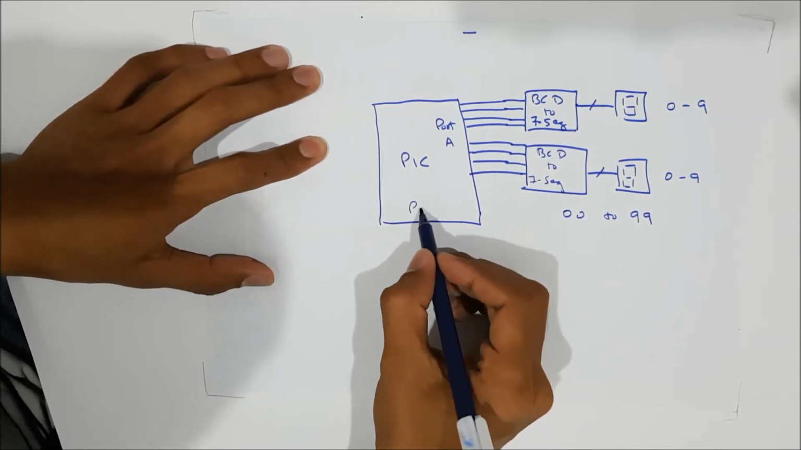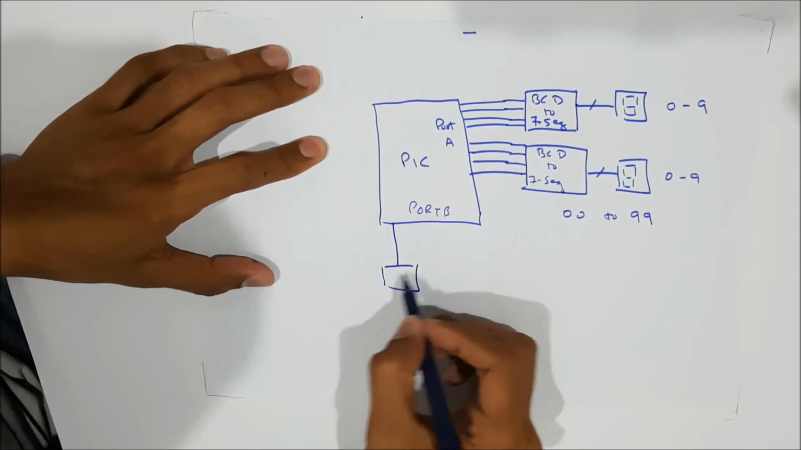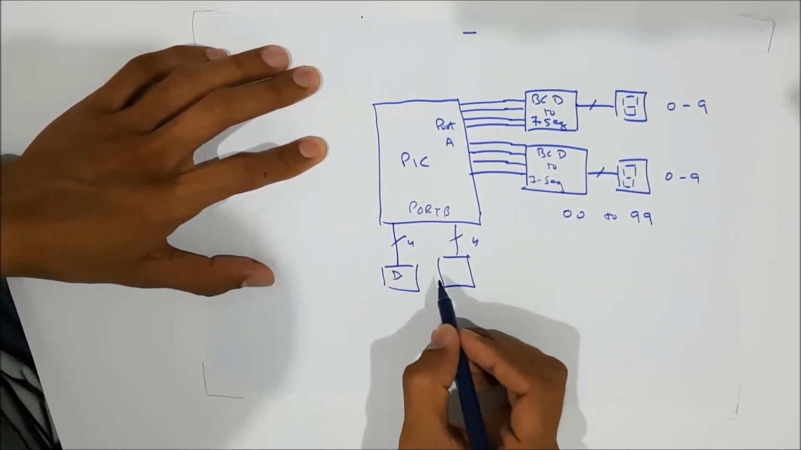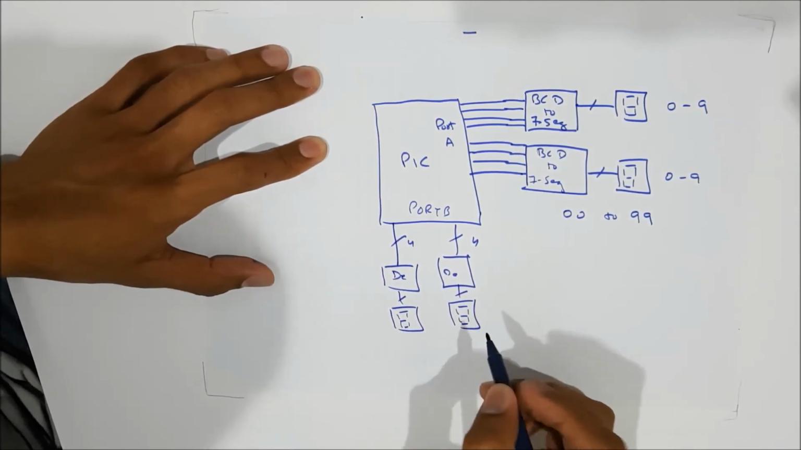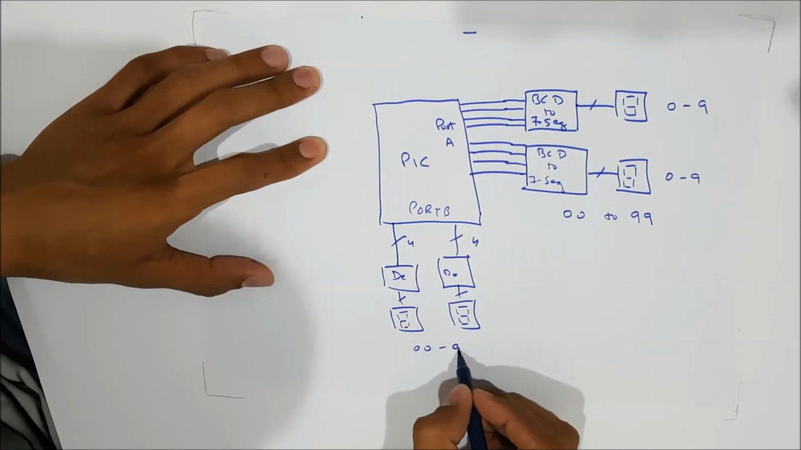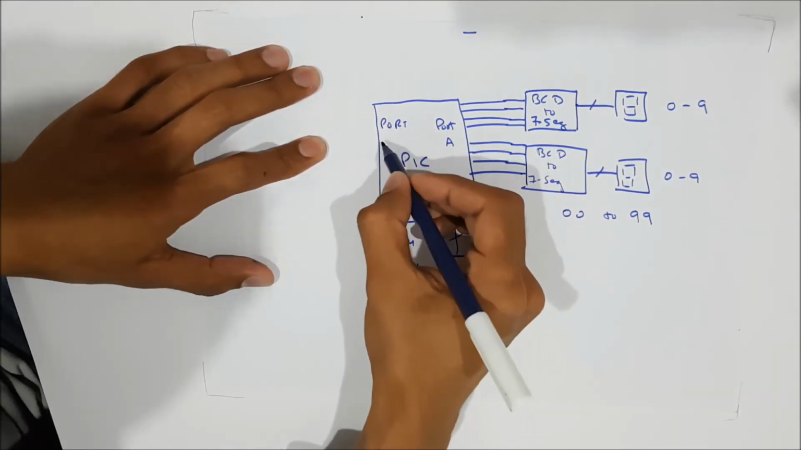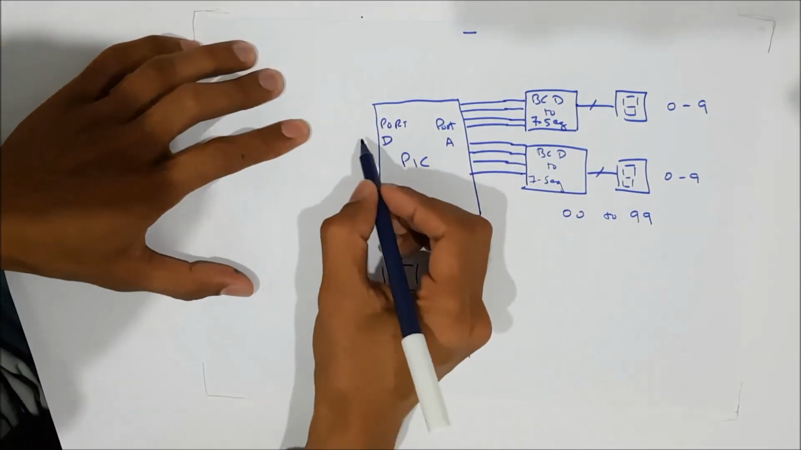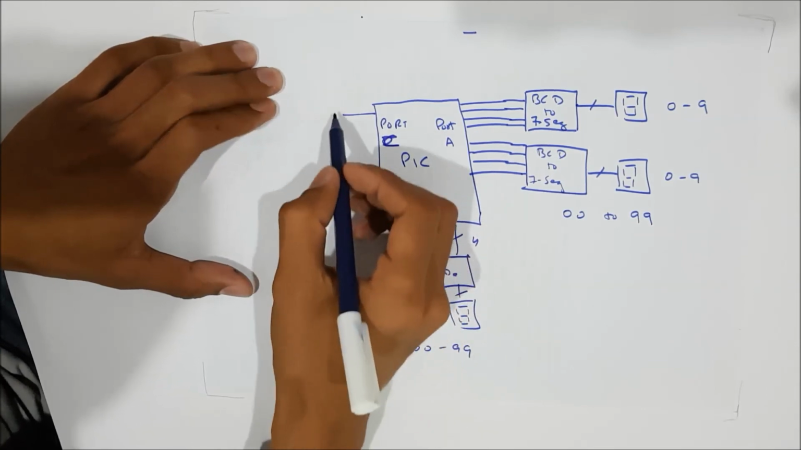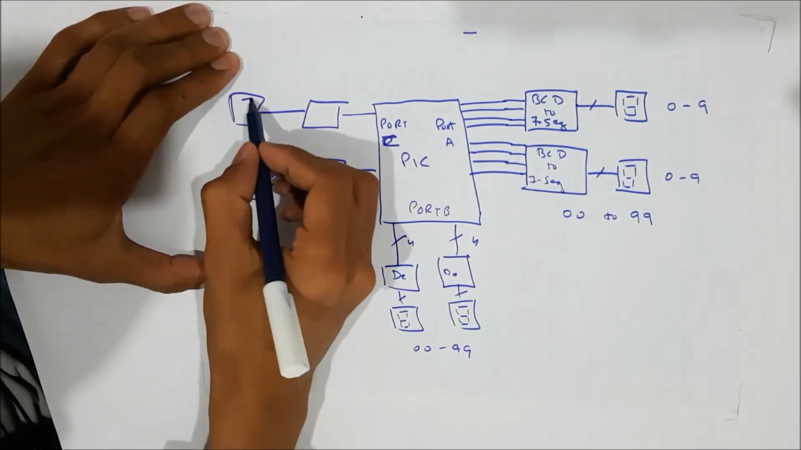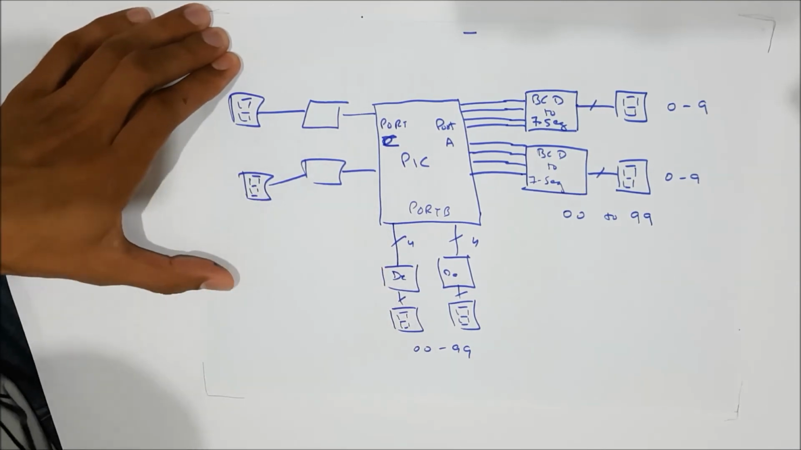Similarly, for port B, we can make the same decoders and 2 7-segment displays here. So it can also count from 00 to 99, and on port D, or port C also, we can attach 2 displays, and those 2 displays can also count from 00 to 99.